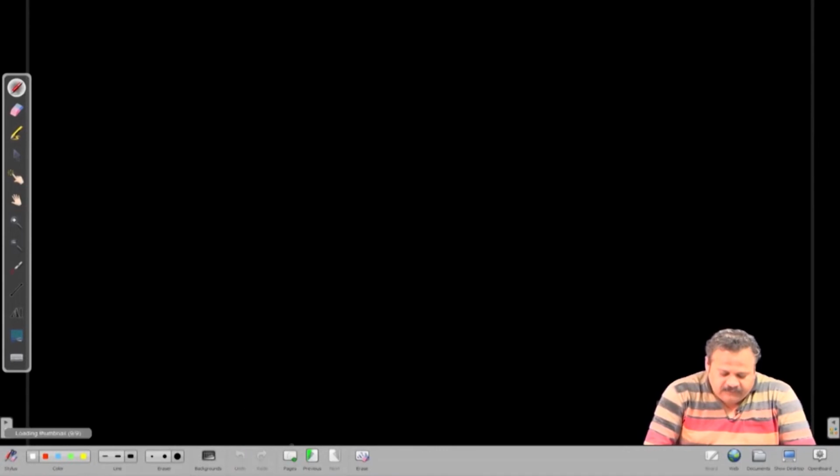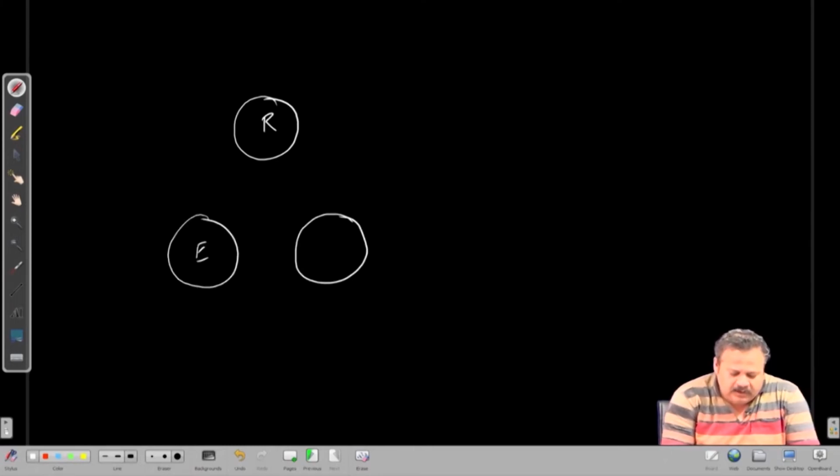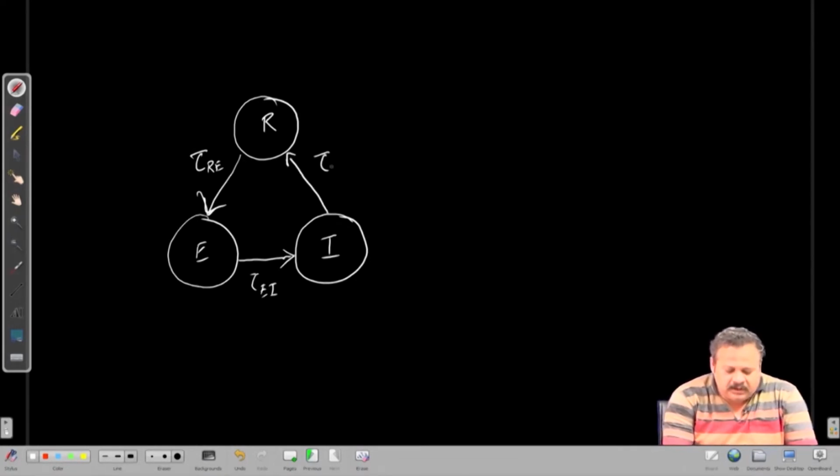So, if we think of this as a three state model, that is we have the recovered pool, we have the effective pool, and we have the inactive pool. So, we have a time constant here, let us say tau R E. From E to I, we have a time constant tau E I, and from I to R, we have a time constant of tau I R, sorry.